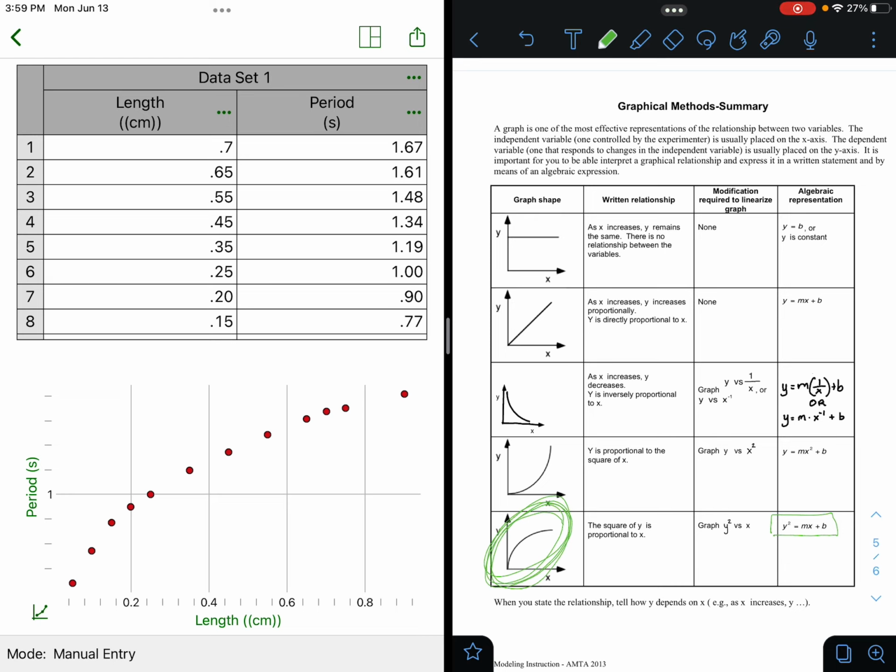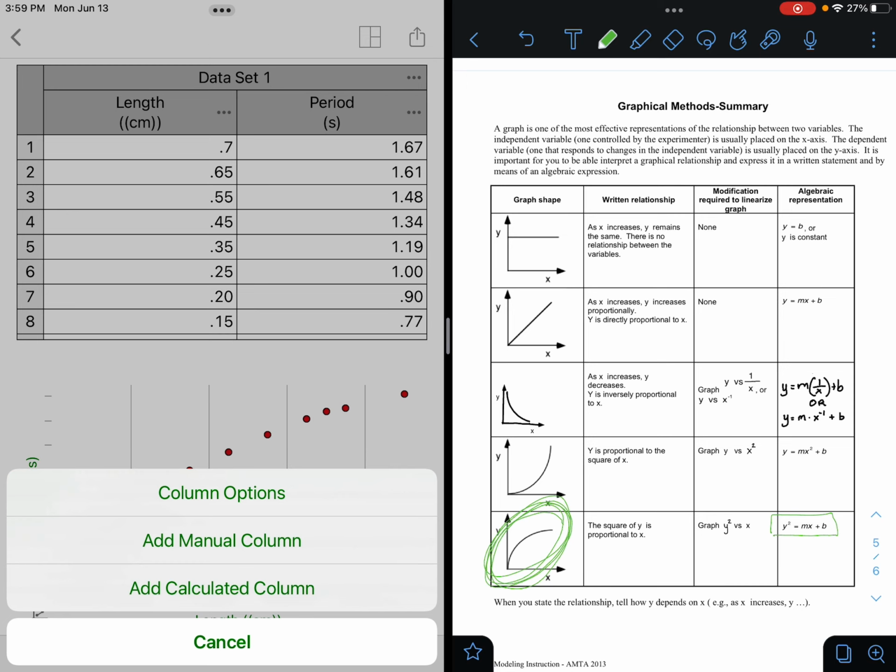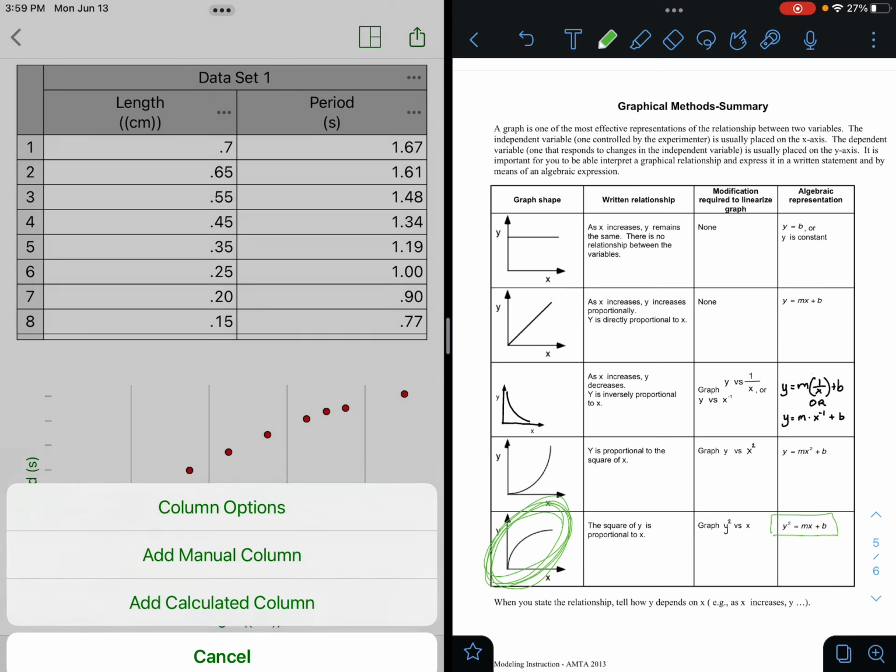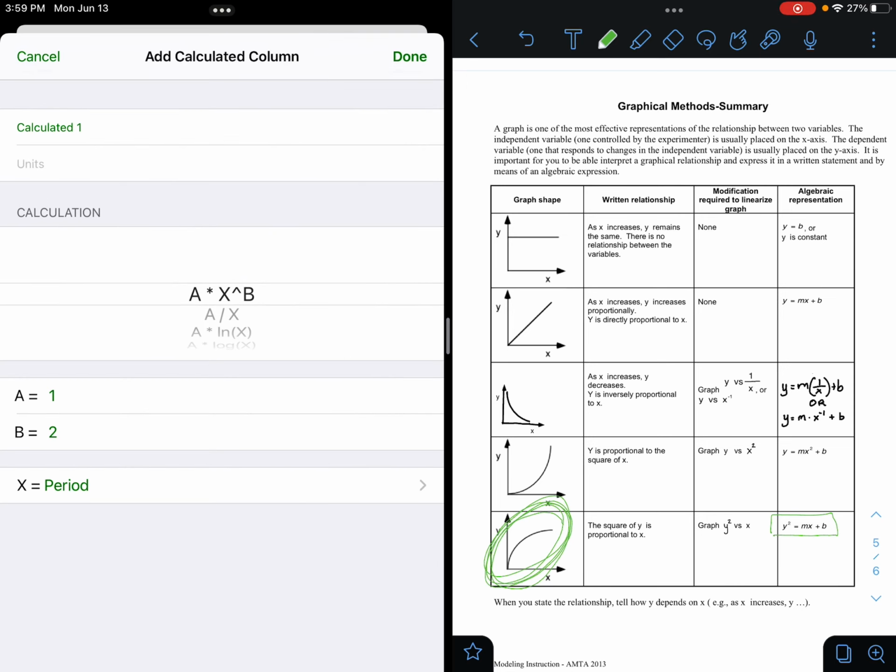So I'm going to hit the 3 dots next to my column and add a calculated column. And this calculation here says a times x to the b, all right? And a in this example is, for more complicated graphs, we don't have to deal with that now. But basically, we're going to be concentrating on that x value.